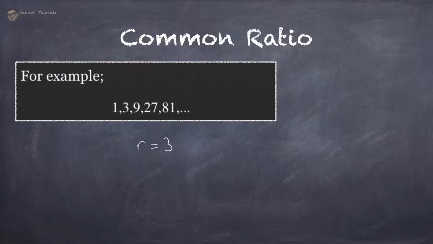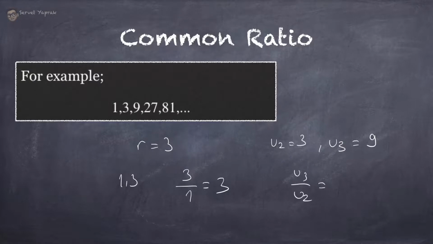For this series, we can say that our common ratio is 3. If we cannot see the common ratio directly, what we can do is divide a term by its predecessor. For example, 1 and 3: if we divide 3 by 1, we get 3. If we take the second term and third term, u2 equals 3 and u3 is 9, we divide u3 by u2, so 9 over 3, again we have 3. So if we cannot directly see it, we can divide the terms to find the common ratio.